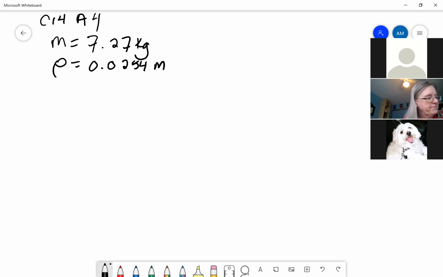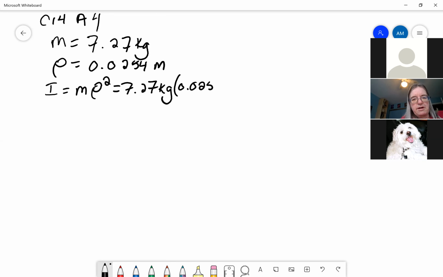And so we have I equals mass times radius of gyration squared, or 7.27 kilograms times 0.0254 meters all squared, which equals 0.0254 squared times 7.27. I got 4.69 times 10 to the -3.